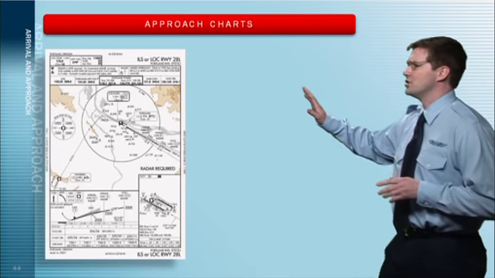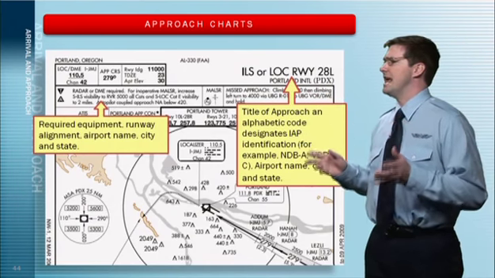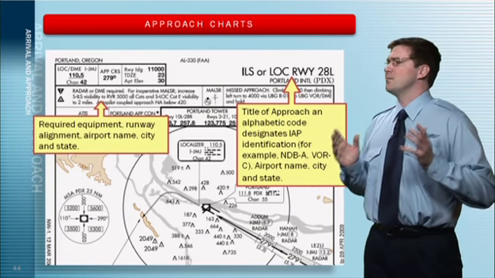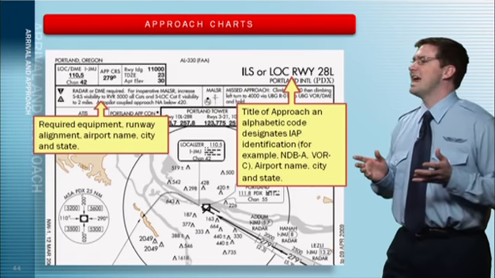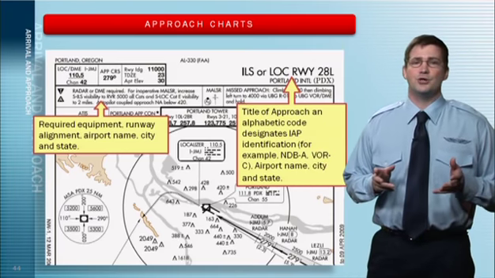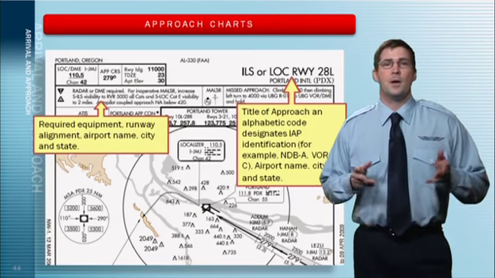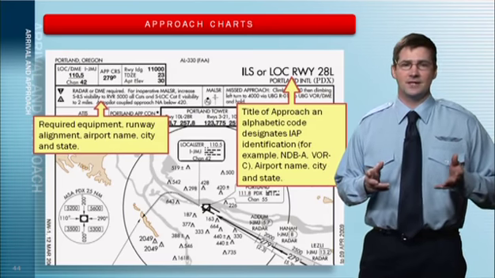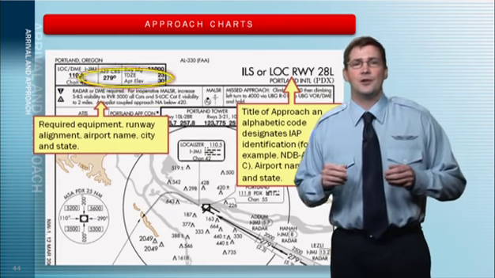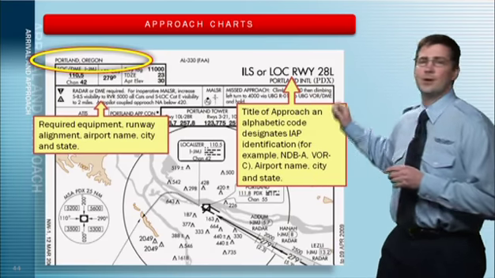Here on the top of the chart, we find the chart title. You can see that right up here, and it consists of the name of the approach and the runway heading. Now, the approach type is an important consideration since it defines the navigational equipment needed to fly the approach. If you have an ILS approach, you must be able to receive a localizer signal, glide slope, marker beacons, and VOR signals in addition to the regular communication radios. Here you also note the location showing the airport name, city, and state. You can see that up here.